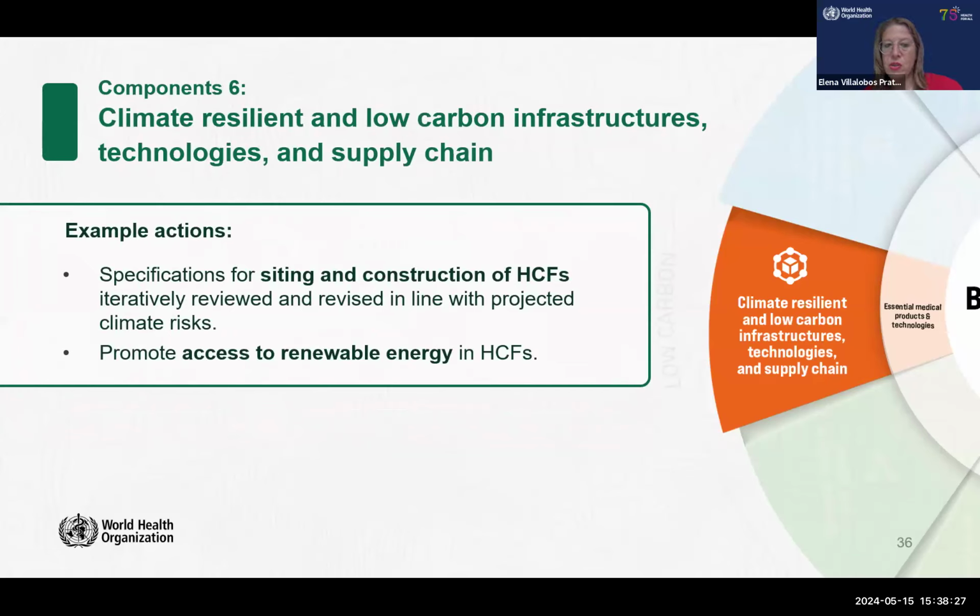As examples of interventions, basically a key and easy intervention to be promoted at country level with a huge impact in many low and middle income countries is ensuring access to renewable energy sources in healthcare facilities. This intervention is not only contributing to climate resilience in health systems and healthcare facilities, but also reducing the emissions at this level. Another one is promoting specific specifications for siting and construction of new healthcare facilities, and even promoting national standards towards climate resilient and low carbon sustainable healthcare facilities.